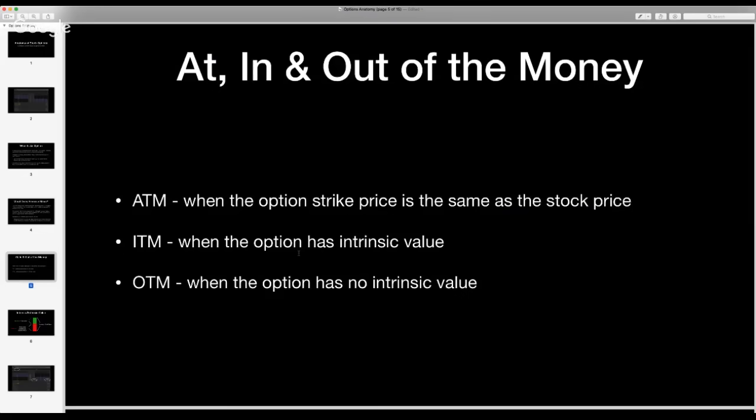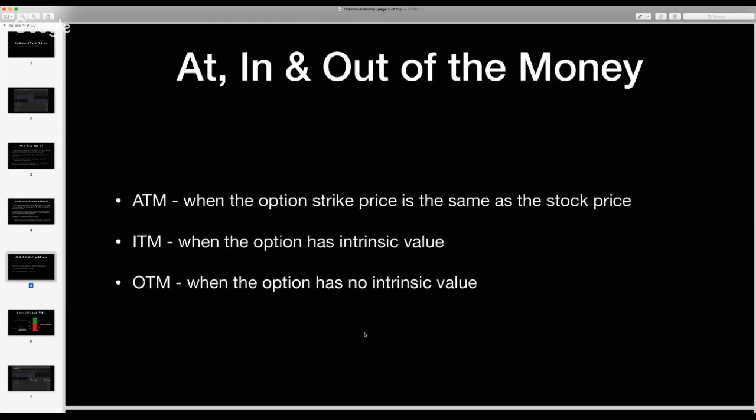In the money is when the option has intrinsic value. I'll describe what intrinsic value is in the next slide. But that means that, without any kind of time-based value or extra premium, if you were to exercise that option, or if it went to expiration, that option would actually have value, which also means that options can expire without any value, which is an important point. Out of the money is when the option has no intrinsic value.